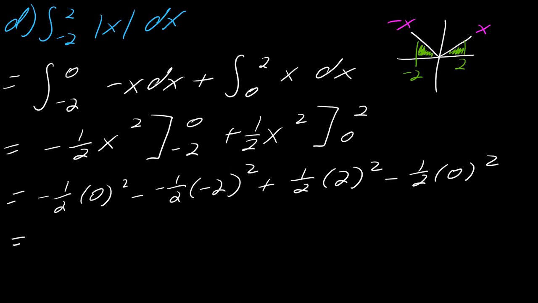Then this comes out to 2 plus 2, so ultimately this will equal 4. And if you want to back this up, you can, like I said, just compute the area of these two triangles from the graph, and you will get the same answer. That's actually a really nice way to convince yourself of what the integral stands for.